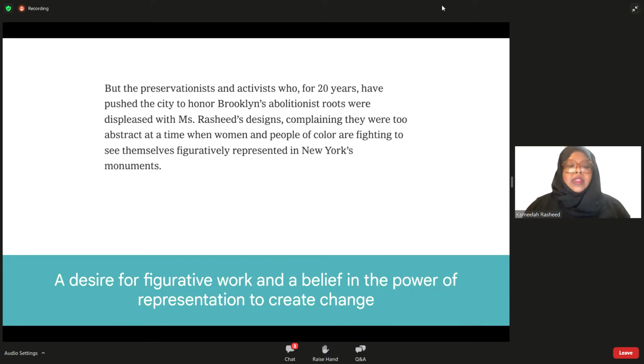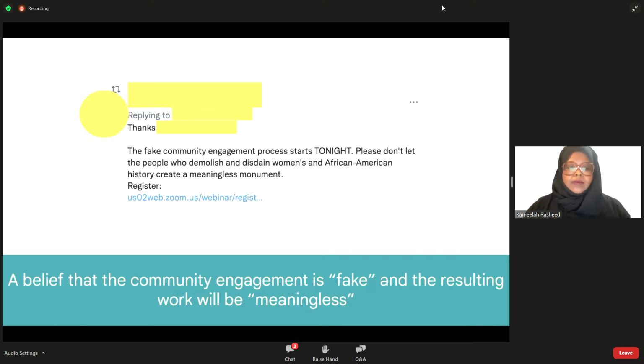I took this as a note of, okay, here's one concern that folks have: a desire for figurative work and the belief in the power of representation to create change. Folks are concerned about not having a figurative representational image of some of the folks who are very pivotal in this movement and are interested in seeing the faces as sculptures, as bodies of work that people can identify as figurative bodies.